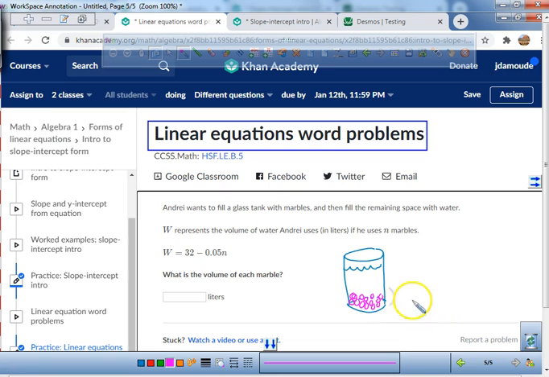So it says, what is the volume of each marble? Well, I'm going to say this right here. That looks like each marble, because it says in marbles, is 0.05, was it liters? Yeah, liters. So right now, the whole tank can hold 32 liters, but the volume of each marble is going to be 0.05. That's what I'm going to type in.